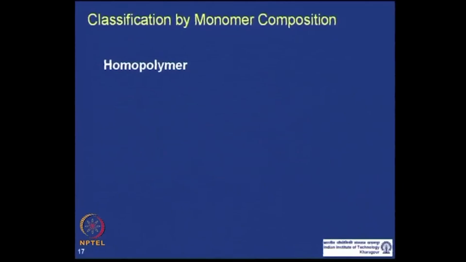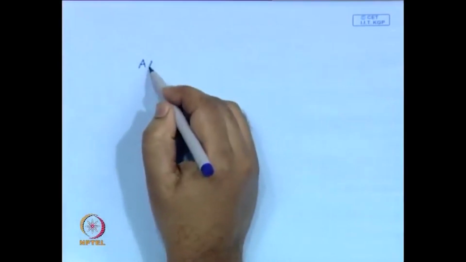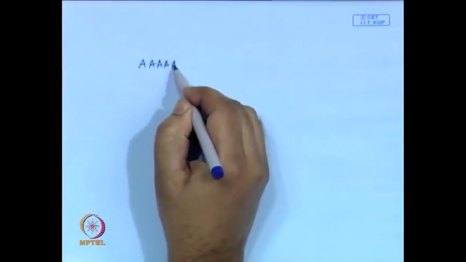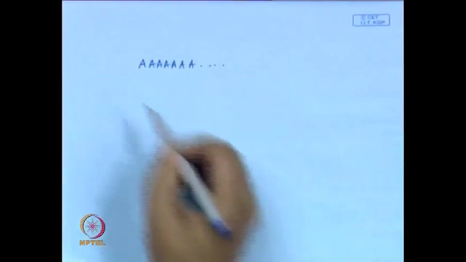Polymers can be classified according to the monomer composition. Homopolymers: if you have a monomer represented by A and linked with each other, and so on, we call it a homopolymer.